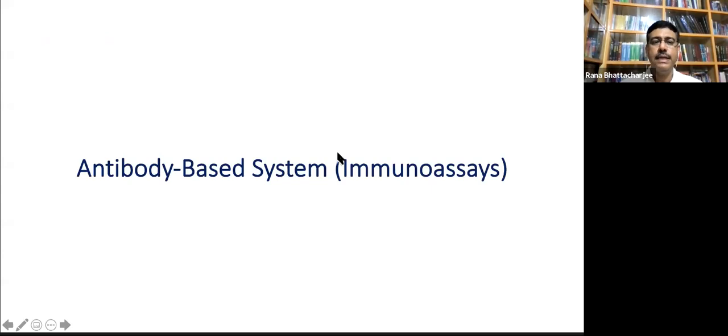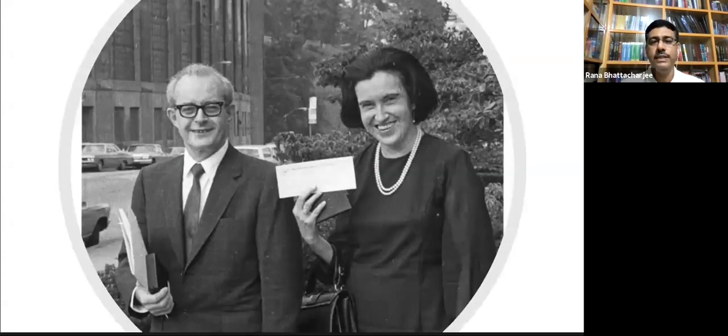Now, immunoassays are basically based on the antigen-antibody reaction, as the name suggests. And the journey started with these two legendary persons, Rosalyn Yalow and Solomon Berson. They developed radioimmunoassay in their laboratory at Bronx in New York City. And for that, Rosalyn Yalow got a Nobel Prize, but unfortunately, before the announcement, Solomon Berson died. So it's not given posthumously. She was the only recipient of this particular Nobel Prize in medicine.